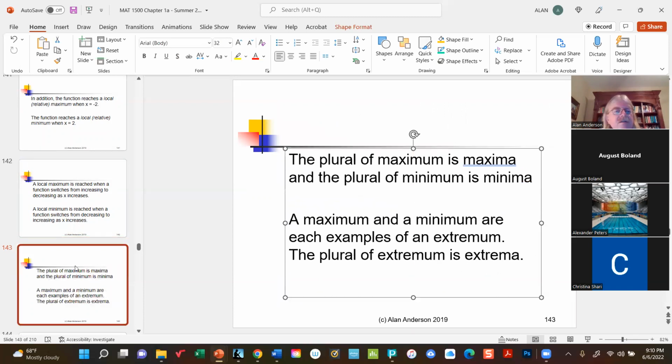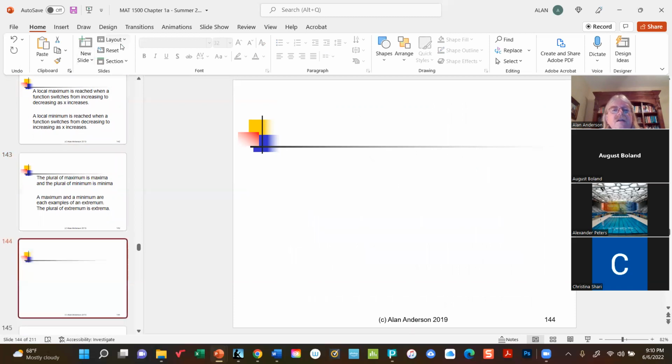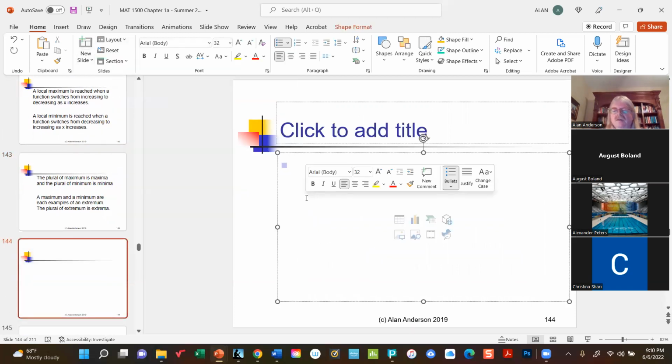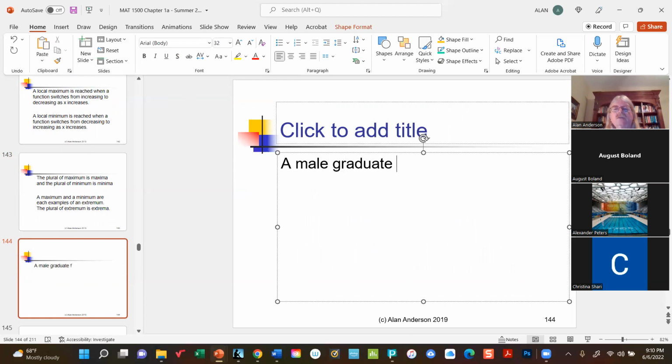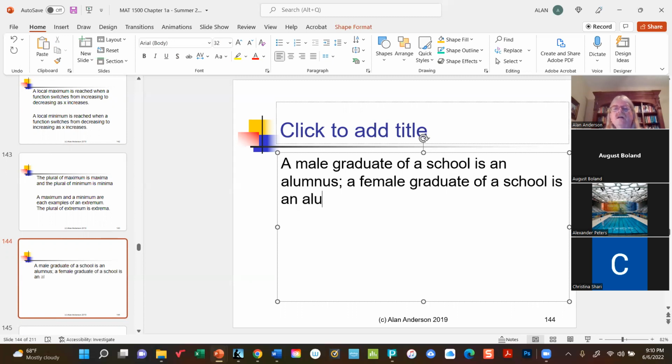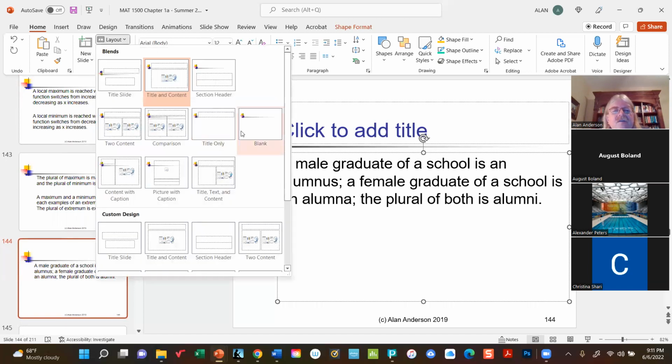It's kind of like, you may not have noticed this, when you graduate from high school. And this is, again, just a fun side note. A male graduate of a school is an alumnus. A female graduate of a school is an alumna. Plural of both is alumni. It's Latin, what do you want? So if you're a male who graduated from a school, you're an alumnus. If you're female, you're an alumna. A group of them is then known as alumni. Now, that had nothing to do with math, but I thought you'd find that interesting.